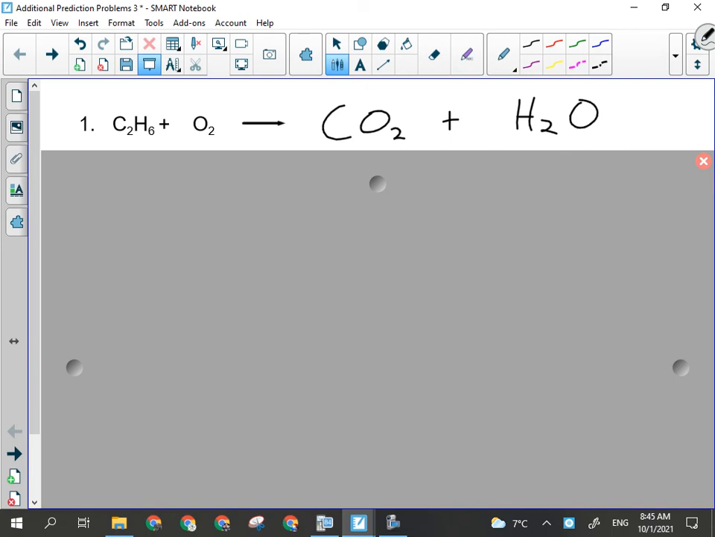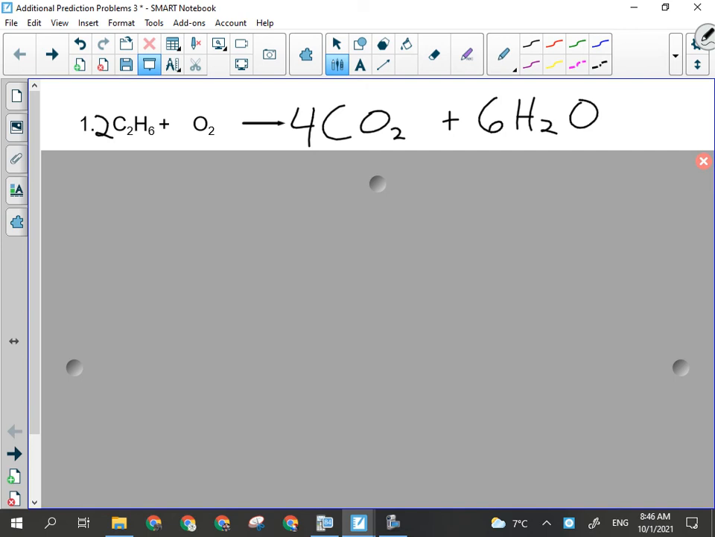Yes, I have an even number of carbons, so I'm going to start with a 2. Okay, and then I'm going to balance in alphabetical order. How many carbons are there? 4. 2 times 2 is 4. How many hydrogens are there? 12. Okay, what times 2 will give me 12? 6. Okay, now I can look at my oxygens.